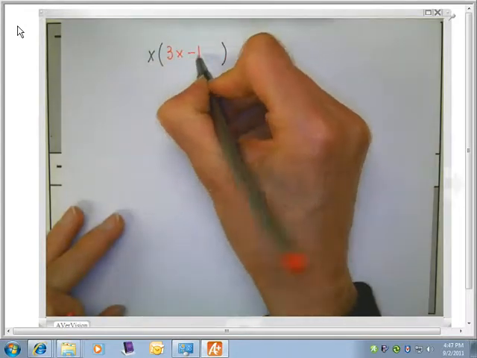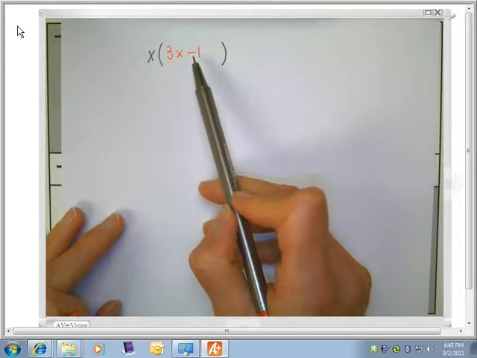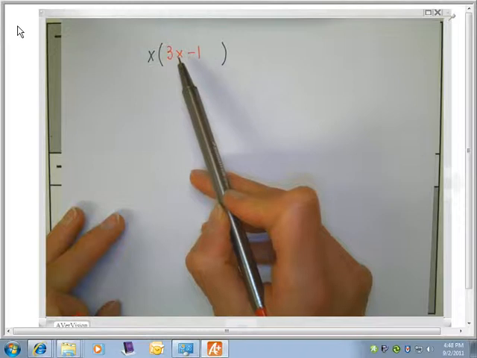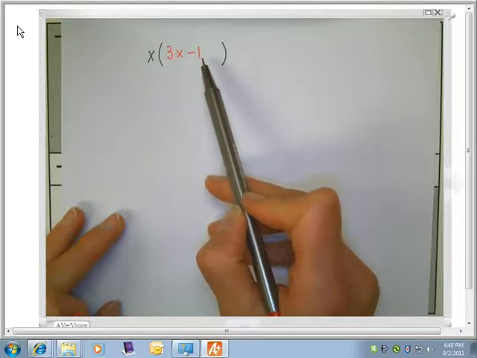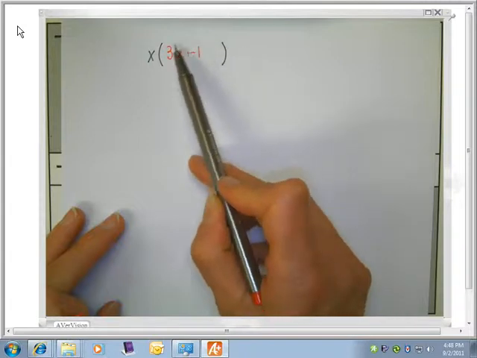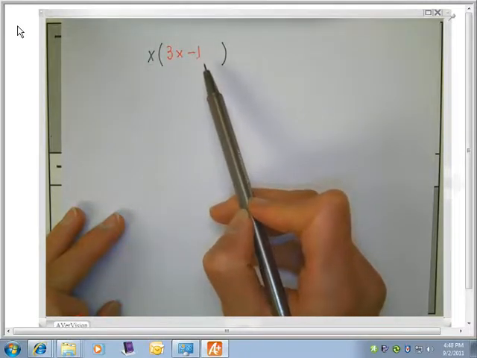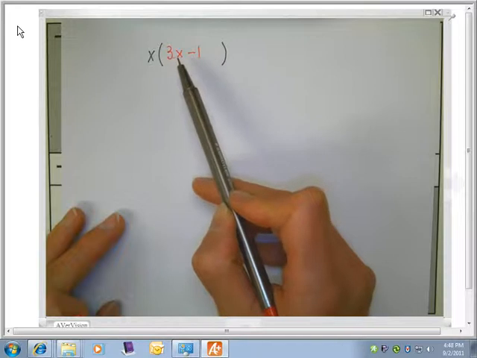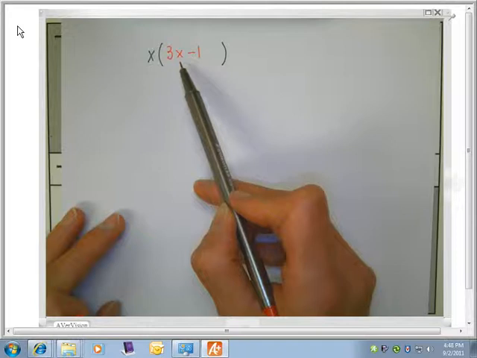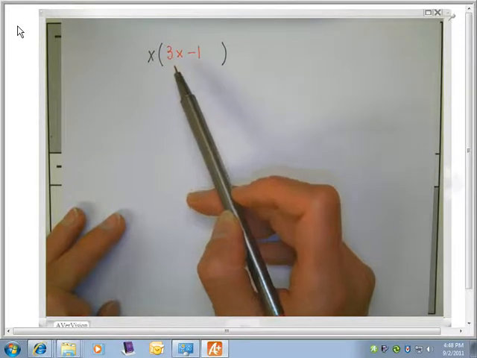minus 1. What I want to point out here is that this is one number, even though it looks like two numbers. Okay, remember with PEMDAS, you have to do what's inside your parentheses first. So it gets a little tricky here because I don't know what x is. So we have to be careful about how we do things, because there is a way that we can still solve it without knowing what x is. So let's just look at what's going on here.